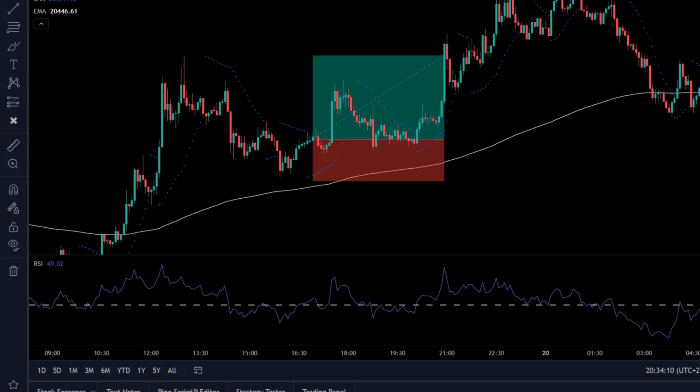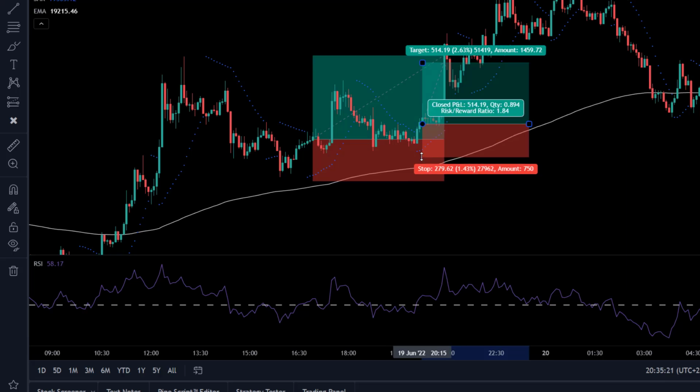You can open multiple positions at the same time with this strategy. For example, here we see a new buy signal appear while the previous one has not yet closed. So that's not a problem. We can just open another buy position.